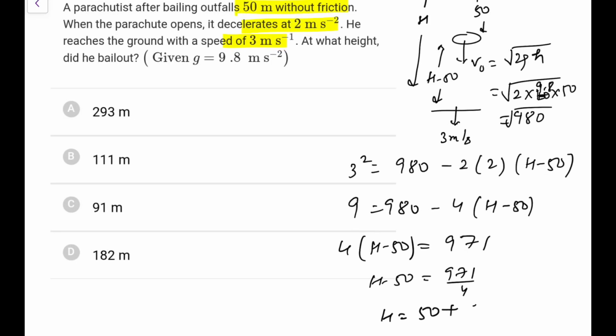Working that out, it comes to 243.75. So it is 243 plus 50, that is 293. That is going to be the option. So option A is what we are coming to as closest.